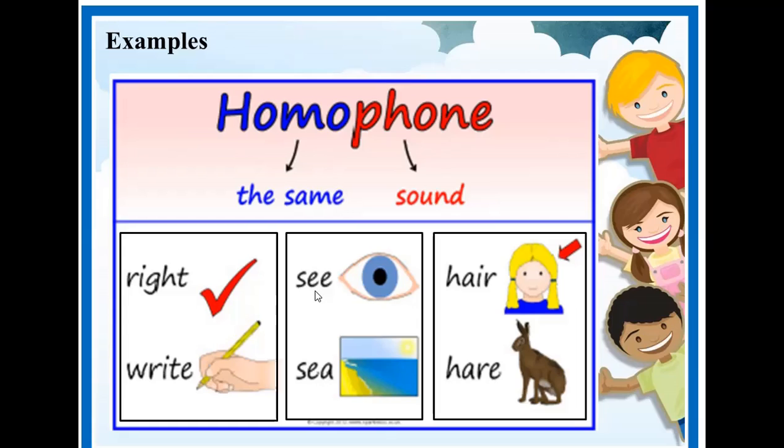The next set of homophones are see and sea. The first word means to look, whereas the second word talks about a water body. Next, we have the words hair and hare. The word HAIR stands for the long thread-like strands that grow from the skin of humans, whereas HARE refers to a wild rabbit. So now you must have understood that homophones are words that have the same sound, but different spelling and different meaning. With this understanding, let's try to solve the textual exercise.